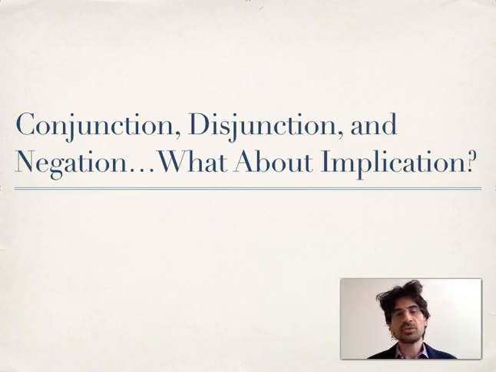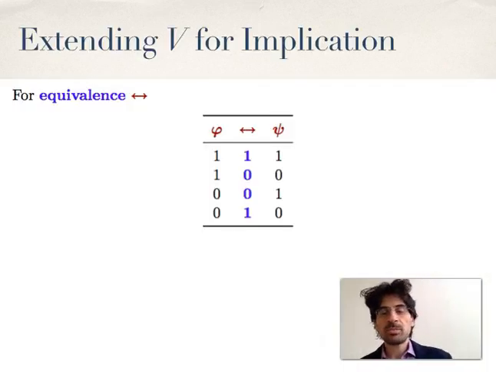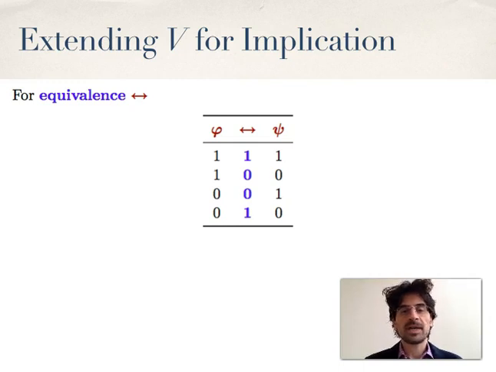We've seen truth tables for conjunction, disjunction, and negation, but what about implication? And this is the topic of this video. So this is the truth table for double implication, the equivalence that we write with this double arrow here.